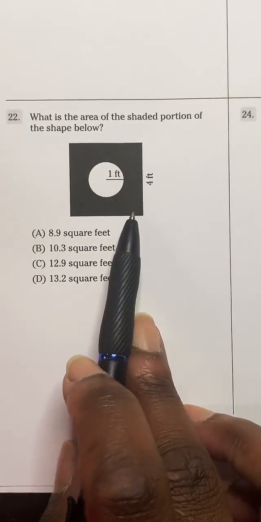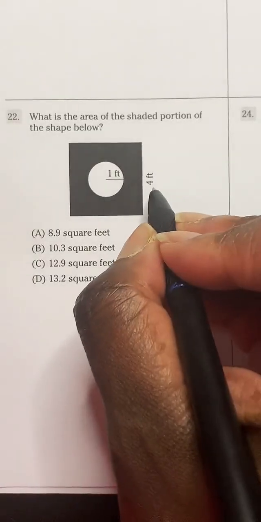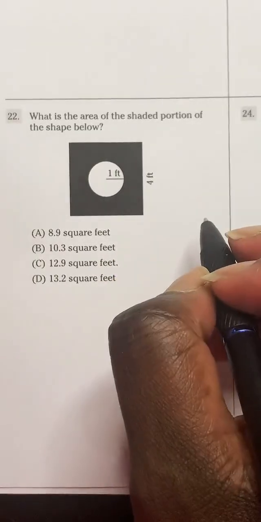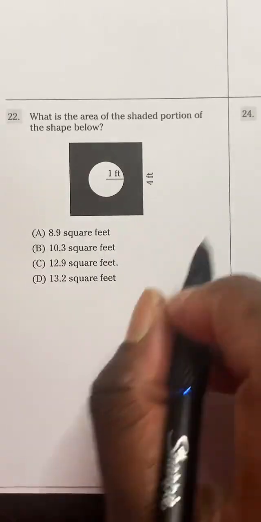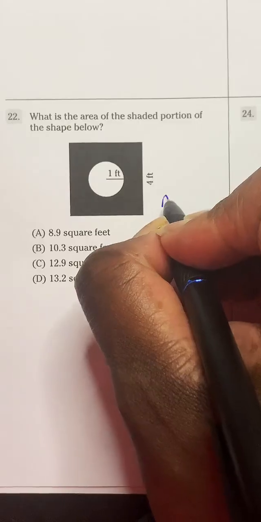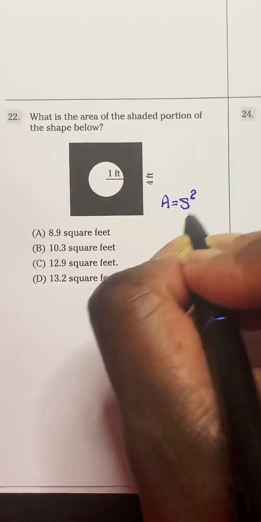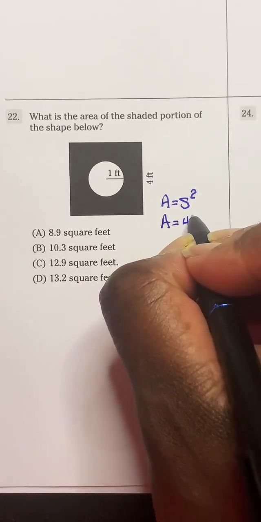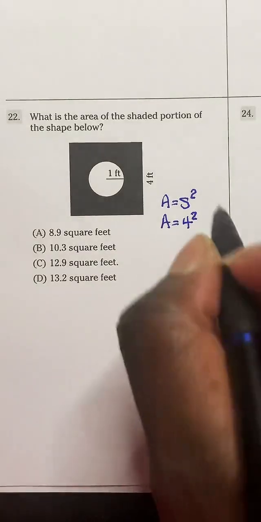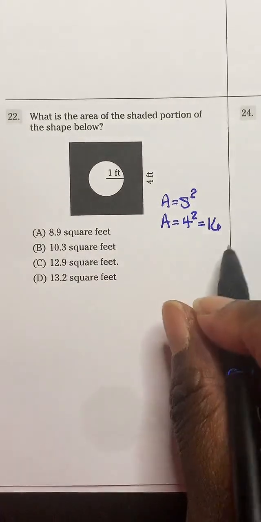So right here, they're showing us a square. Okay, how do I know it's a square? Because they're giving me one side. If it wasn't a square, they would give me two sides. So I know the area of a square is your side squared. So they're giving me the one side, which is 4, and we're looking at 4 squared. So 4 squared gives me 16, and this is in square feet.